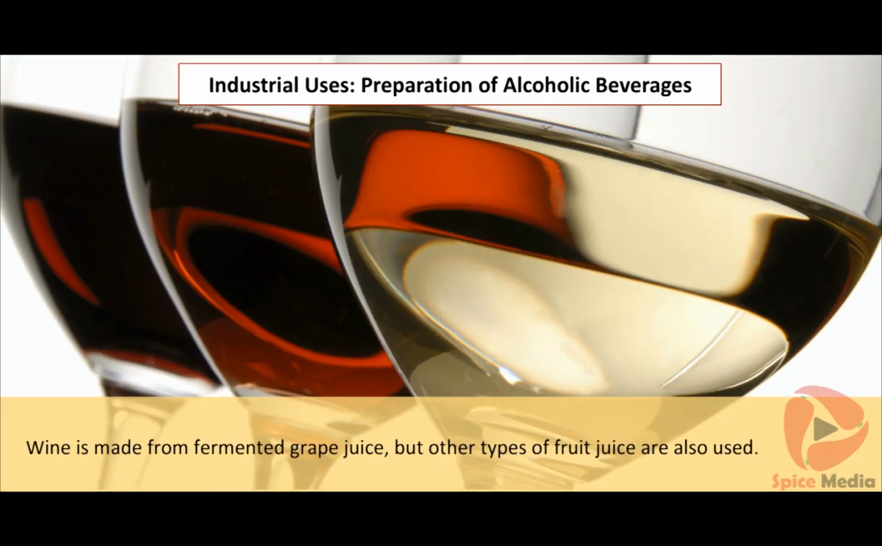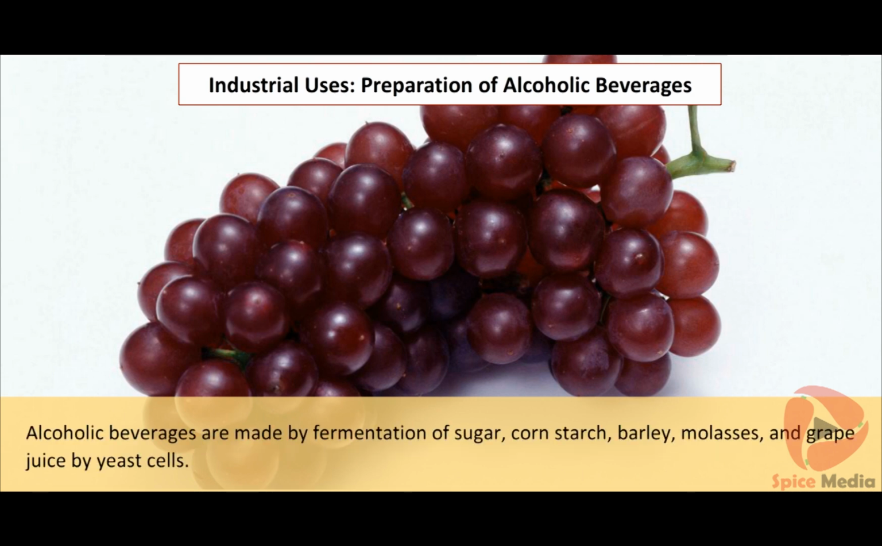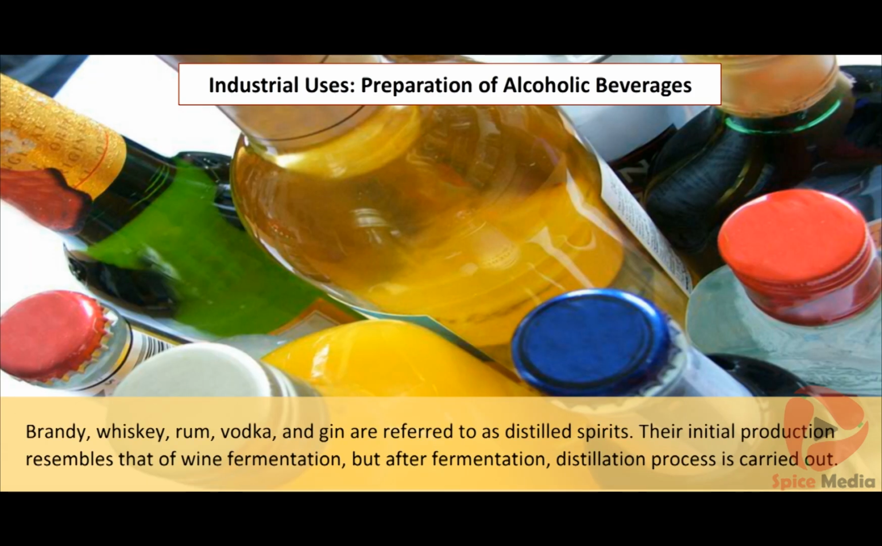Wine is made from fermented grape juice, but other types of fruit juice are also used. Alcoholic beverages are made by fermentation of sugar, cornstarch, barley, molasses, and grape juice by yeast cells. Brandy, whiskey, rum, vodka, and gin are referred to as distilled spirits. Their initial production resembles that of wine fermentation, but after fermentation, a process called distillation is carried out.